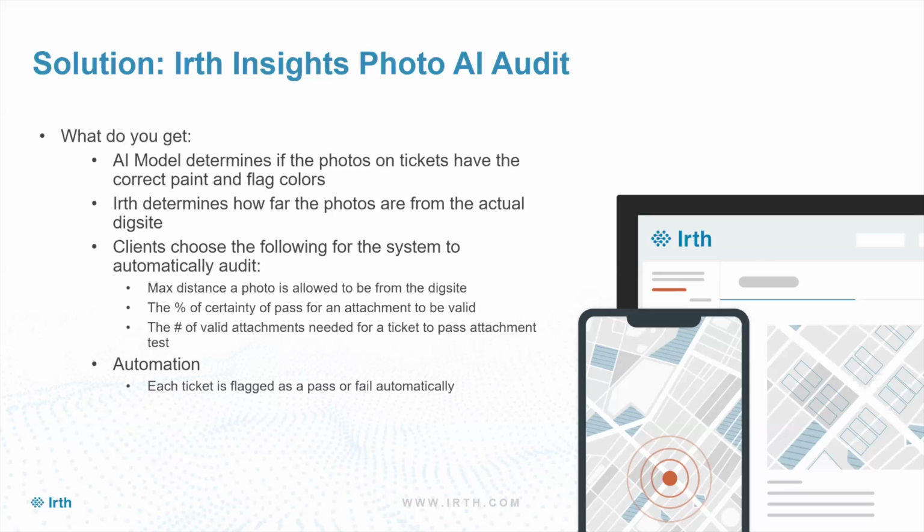And not only that, but everyone's got different requirements for the number of photos they have on tickets. Some require 1 photo, some require 10. It's just different. So administrators can come in here and configure the number of valid attachments needed for a ticket to pass. So if you require 2 photos in every ticket, there have to be at least 2 passing photos for that entire ticket to pass the audit, using this AI model that we have.